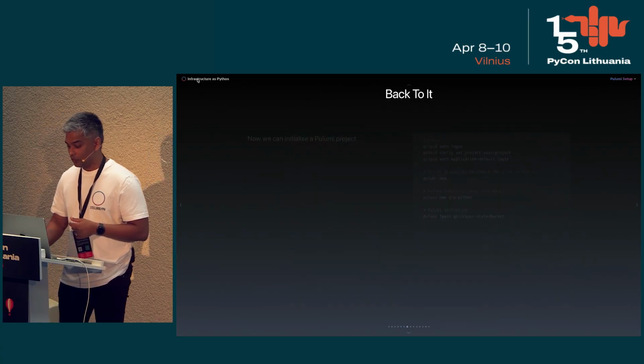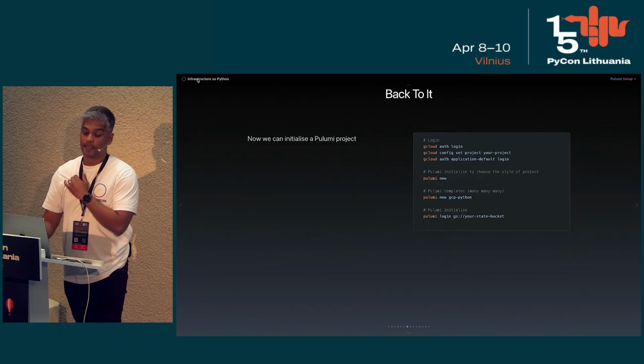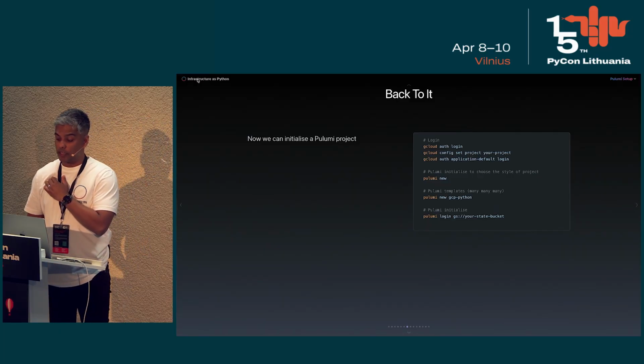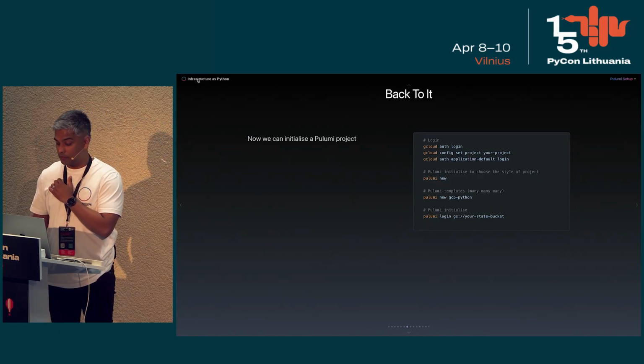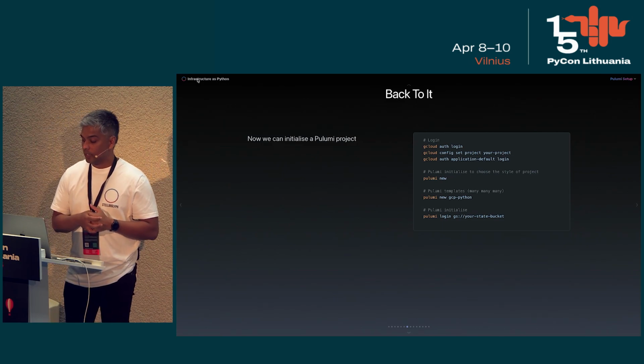Right, now back to the code. So we've got our state bucket. Now we need to authenticate with your Google Cloud project, and creating or initializing a Pulumi project now is as simple as writing pulumi new. Or if you know that there's a specific template you want to use, pulumi new and then the template name.